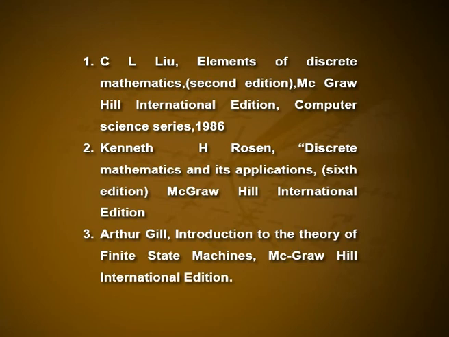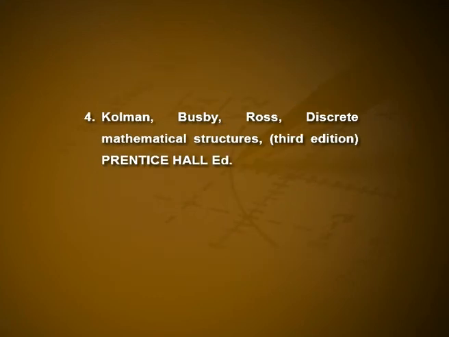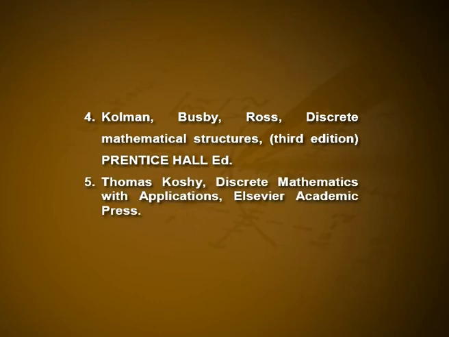Third one, Introduction to the Theory of Finite State Machines by Arthur Gill, McGraw-Hill International Edition. Fourth one, Discrete Mathematical Structures, 3rd edition by Coleman Busby, Prentice Hall. Fifth one, Discrete Mathematics with Applications by Thomas Koshy, Elsevier Academic Press.